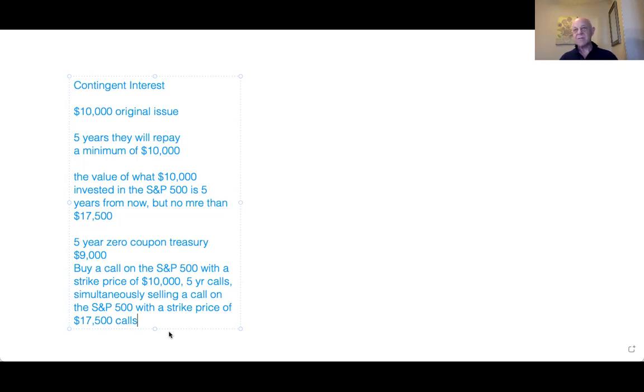If the S&P goes up to 20,000, this one will be worth 10,000. This will be worth a minus 2,500. Combined, they'll be worth 7,500. Add that to the 10,000, and they'll be able to pay off $17,500. With the way these numbers work, this 17,500 is probably overstated, but that's neither here nor there.